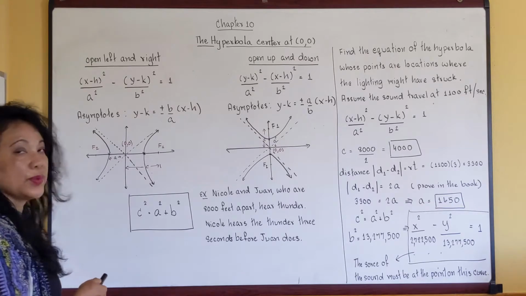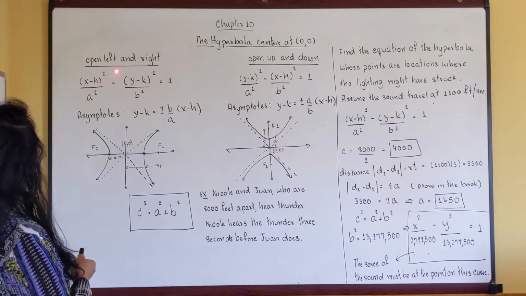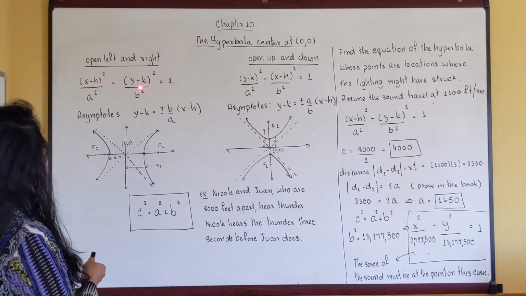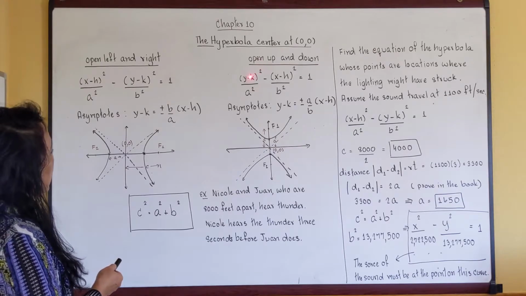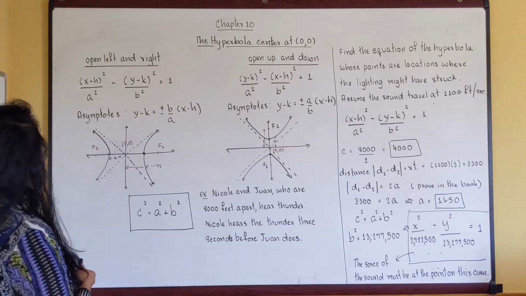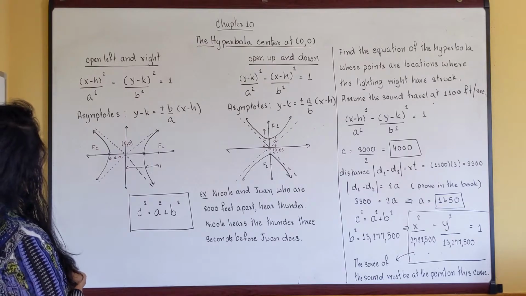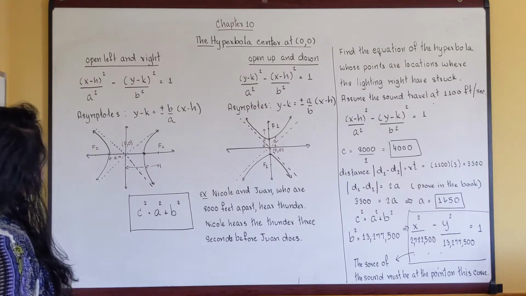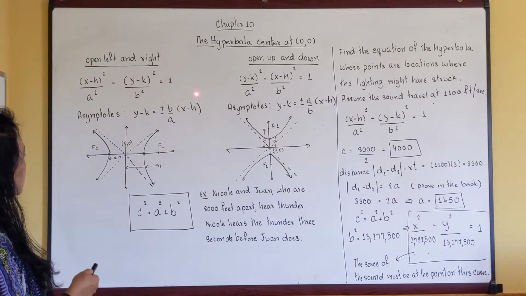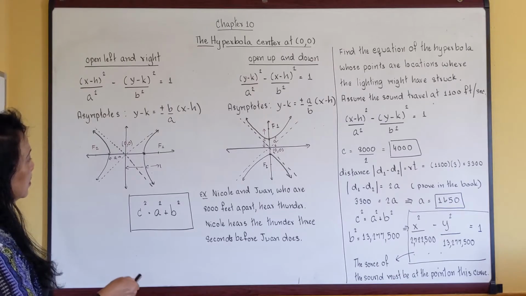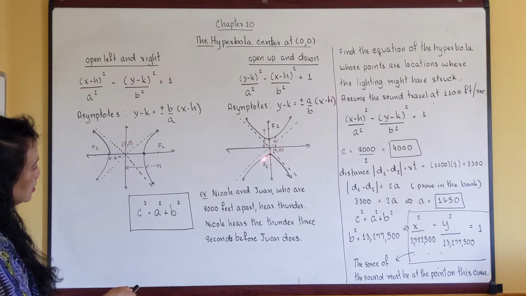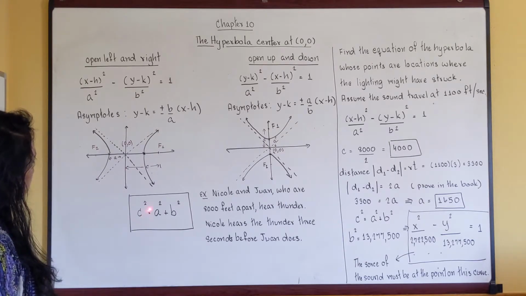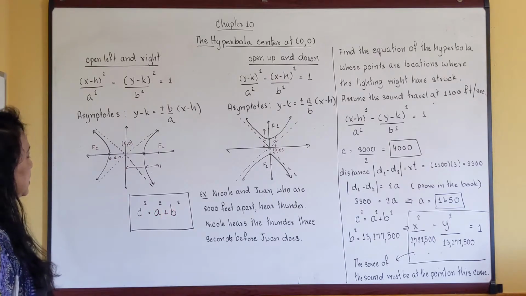To distinguish between the 2 formulas: open left and right, x squared comes first, since our h and k are 0. To open up and down, the y squared comes first. And the a and b always, a comes first and then b, and both of them are equal to 1. Now, for the asymptote, we have a formula here for both of them. This is the asymptote. And c squared is equal to a squared plus b squared.